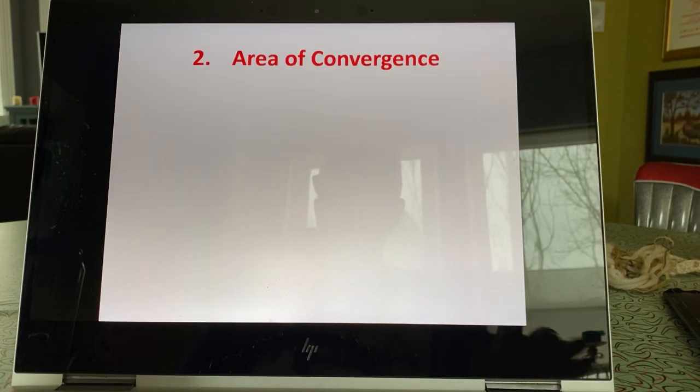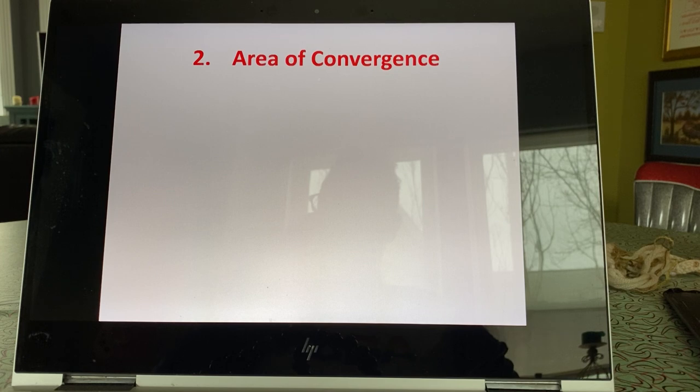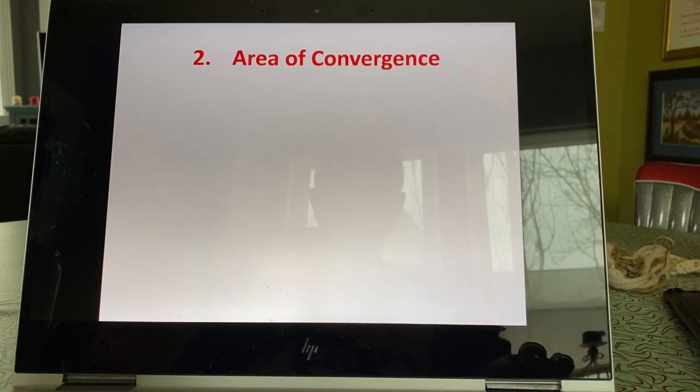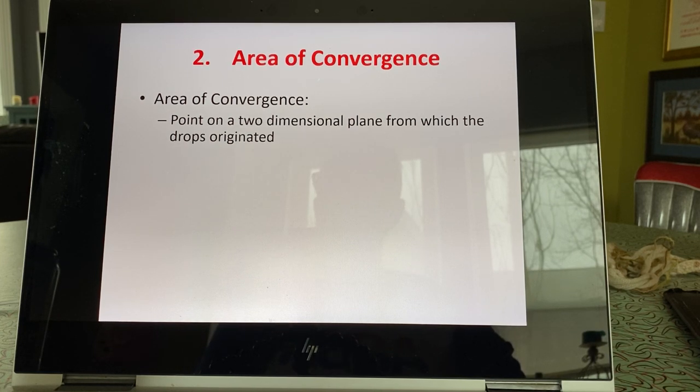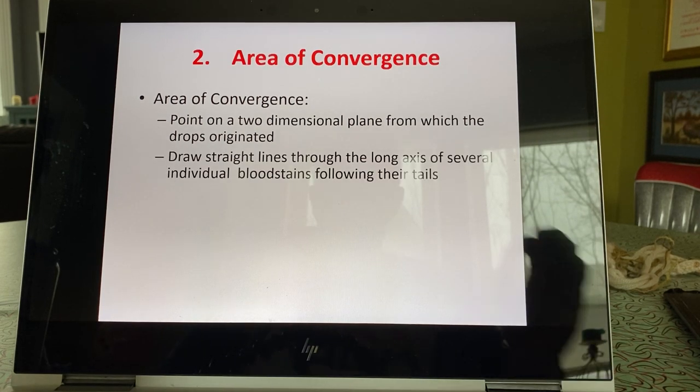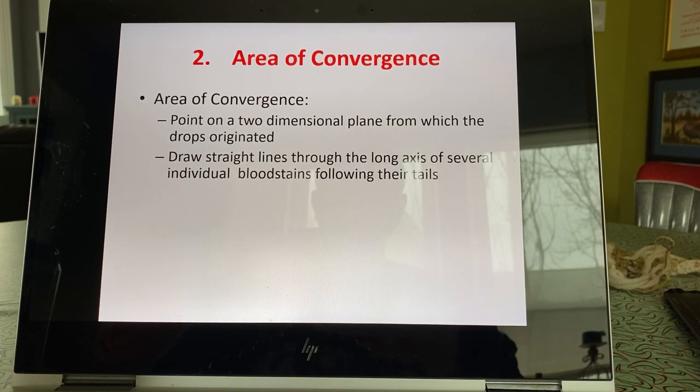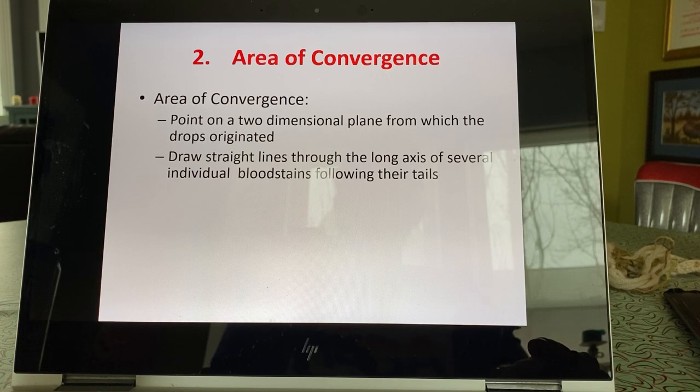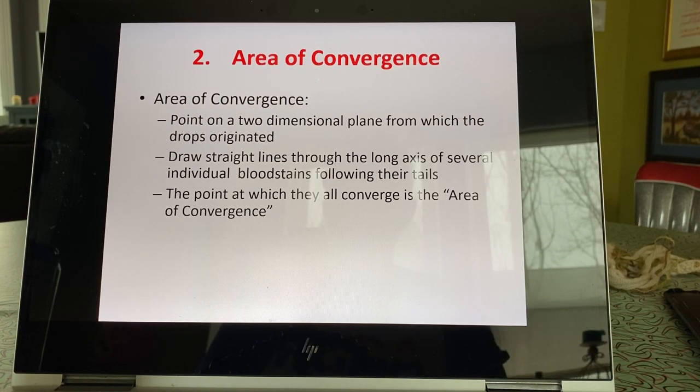So once that's been done, the next step is to calculate the area of convergence. And the area of convergence is defined as a point on a two-dimensional plane from which the drops originated. So this is on the surface where the blood is, whether it's on the floor, wall, ceiling, wherever. Okay, it's in two dimensions. And the analyst is then going to either draw straight lines following the tails, or they can also use string and tape it onto the stain if they don't want to mark things up with a pen. But they're going to pick stains out of that particular cluster. And then the point where all of those lines converge is known as the area of convergence.